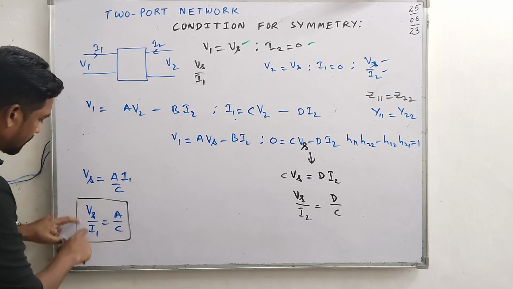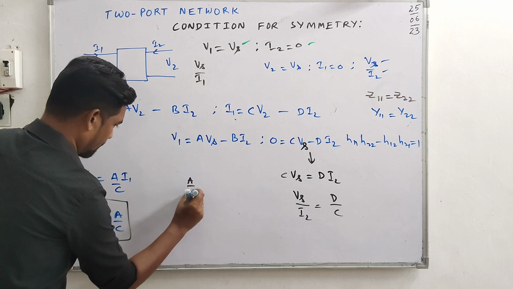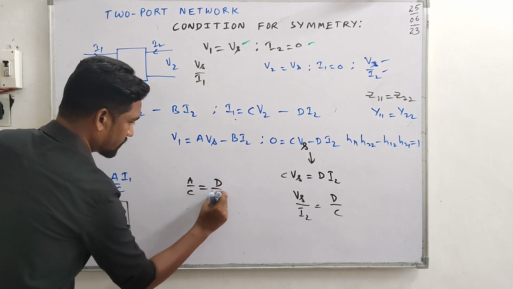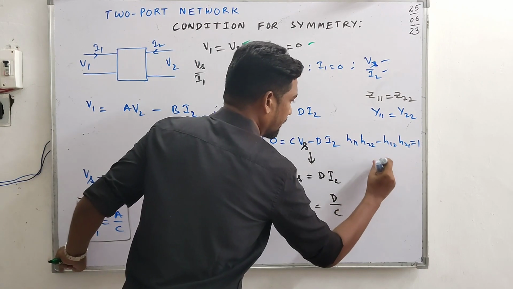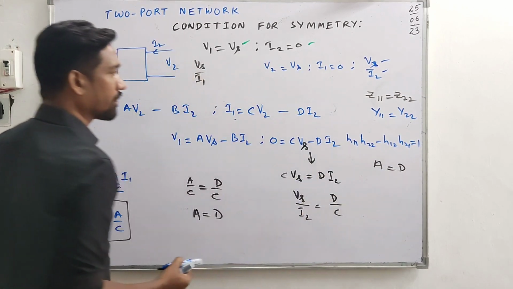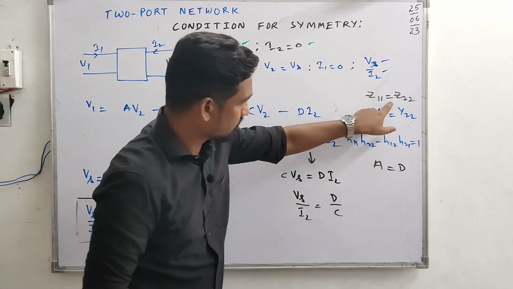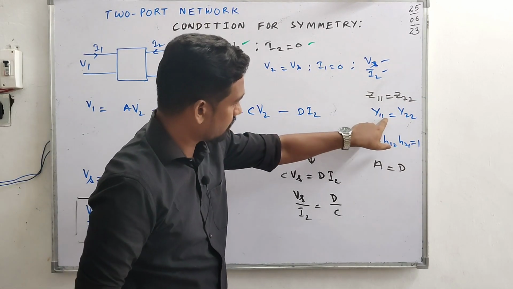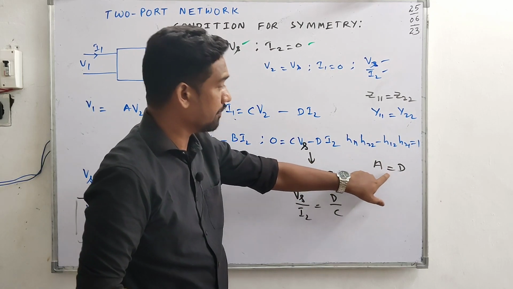So these two, Vs upon I1 and Vs upon I2, should be equal. In the sense, A upon C will be equal to D upon C, and that condition is A equal to D. This is the condition for the two-port network to be symmetric in terms of ABCD parameters, as we saw earlier in terms of Z parameters, Y parameters, and H parameters.